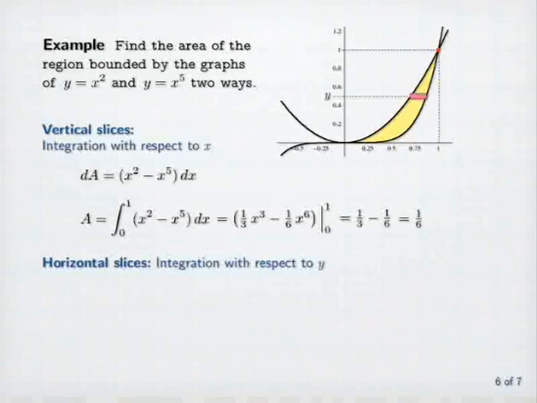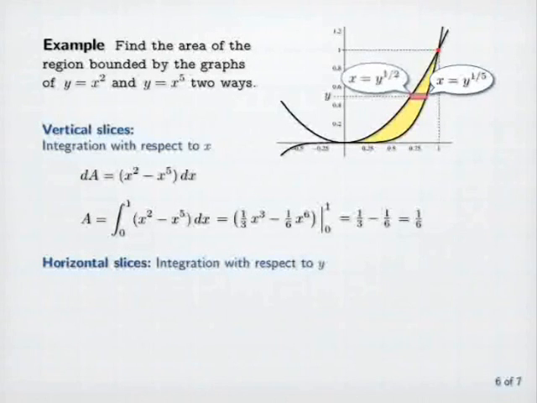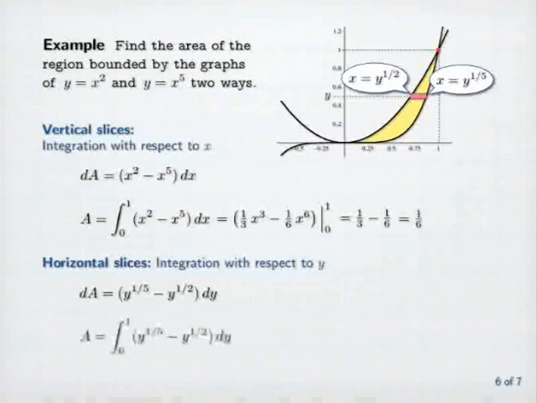to be described in terms of y, so we solve y equals x to the fifth for x, getting x equals the fifth root of y, and solve y equals x squared for x, getting x equals the square root of y. So dA here is going to be y to the 1/5 power minus y to the 1/2 power times dy, and the area is the integral from 0 to 1.